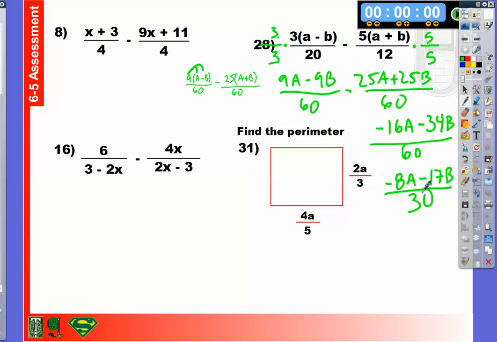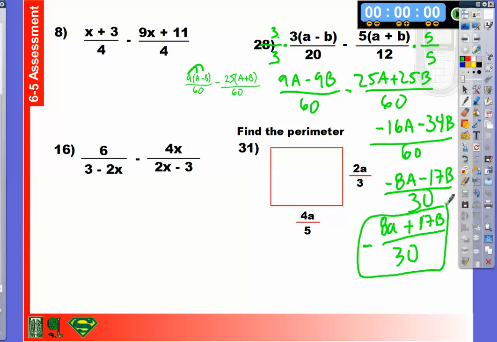So are we done? Yes. Now, a better answer: I notice that both of these are negative. I don't really like that a whole lot. So I could factor out a negative 1, which would leave me with negative 8a plus 17b over 30. This is a better answer because it is simpler, but either way is fine. At least fine for now.